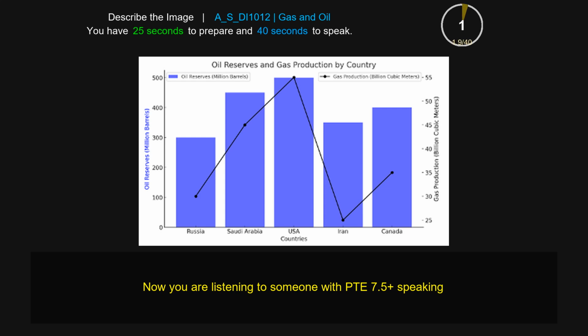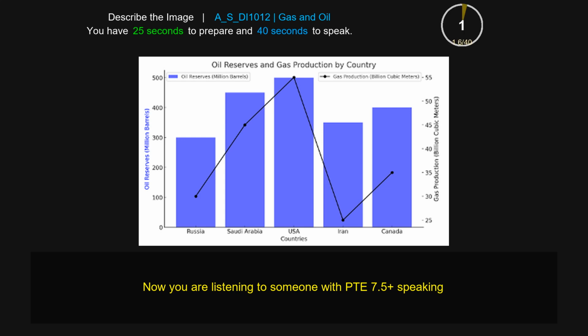This picture gives information about oil reserves and gas production by country. The vertical axis shows oil reserves and gas production. However, the horizontal one shows different countries. The highest production for oil and gas is for USA. However, the lowest production for gas is Iran, and the lowest for oil reserves is for Russia. Finally, I can see Canada and Saudi Arabia.